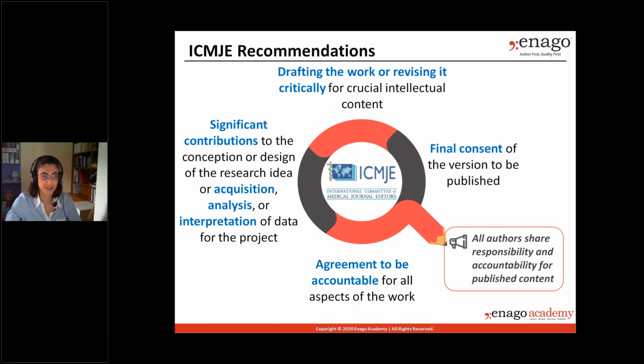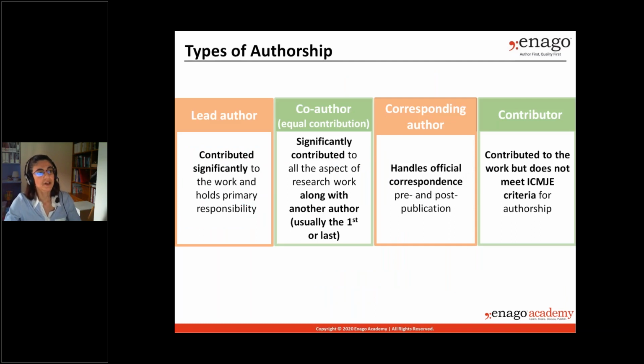So these 4 different criteria are recommended by ICMJE for someone to meet in order to be eligible to be an author on a manuscript. These are the official recommendations. There are now different types of authorship, as you already may be aware. There's the lead author, the first author, who is supposed to have contributed significantly to the work and to hold primary responsibility. So this is the person who will have performed experimental work or research work, who will have taken the main load of work of preparing the manuscript and coordinating different activities.